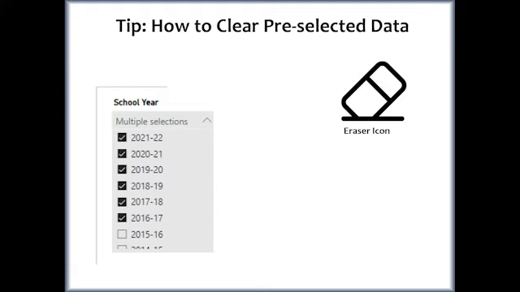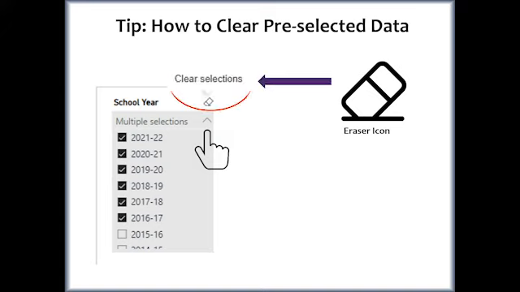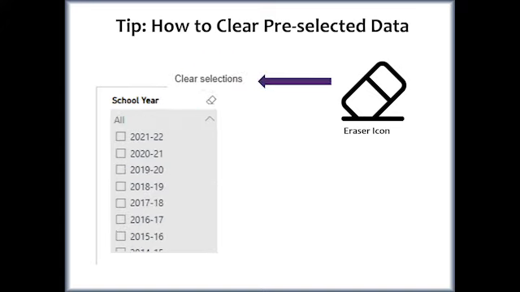Here's a tip if you want to clear the default settings for the school years or for any data that has been pre-selected. When you open the drop-down box and hover the cursor over the arrow up, it will reveal the eraser icon. Click this icon to erase all selections. If none are selected, the default will be to select all options. To select specific years, simply click the box of your choice.